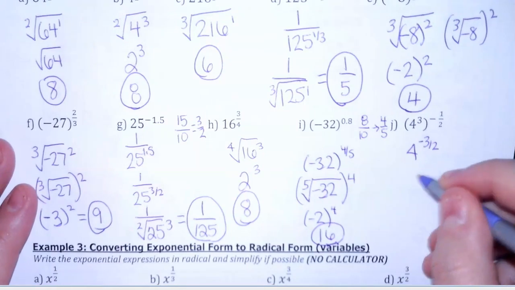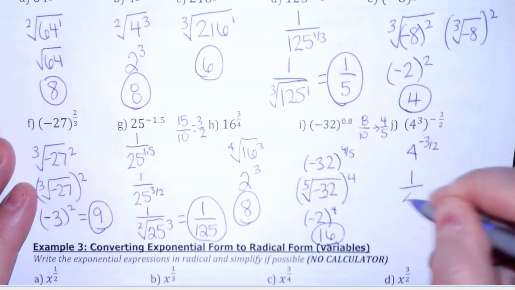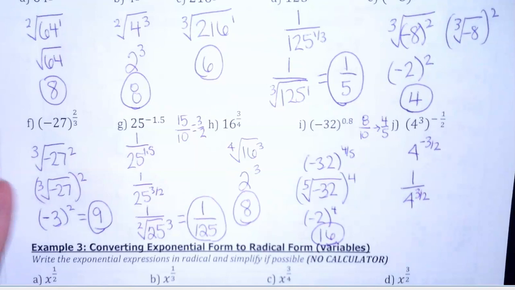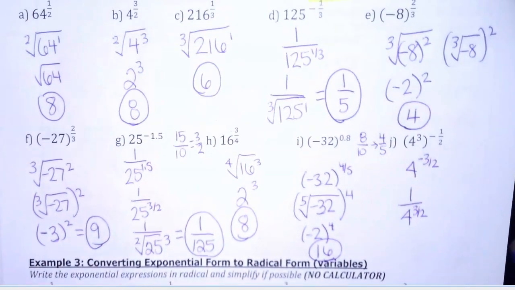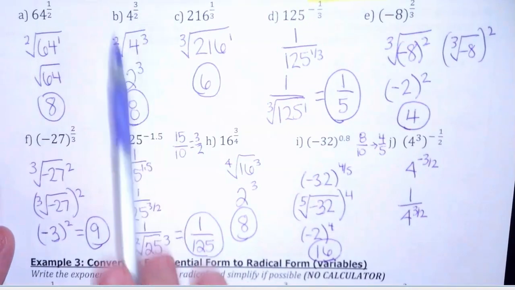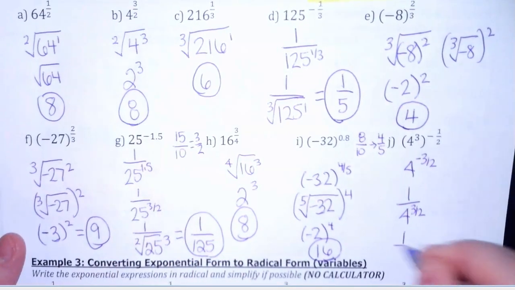To take care of the negative exponent, it's going to be 1 over 4 to the positive 3 over 2. And then if you guys back up just a couple in this example, we already did 4 to the 3 over 2 power here. So this is just going to be 1/8.